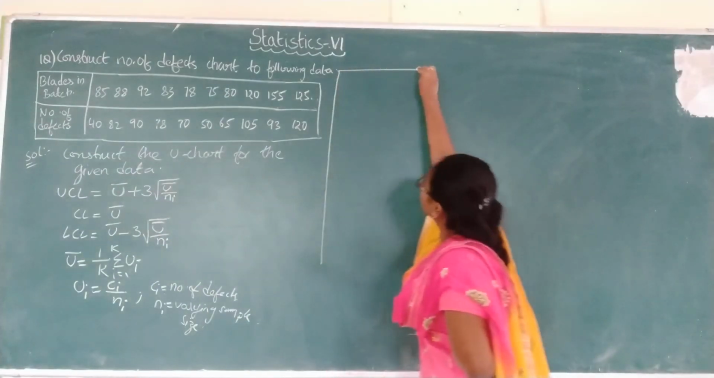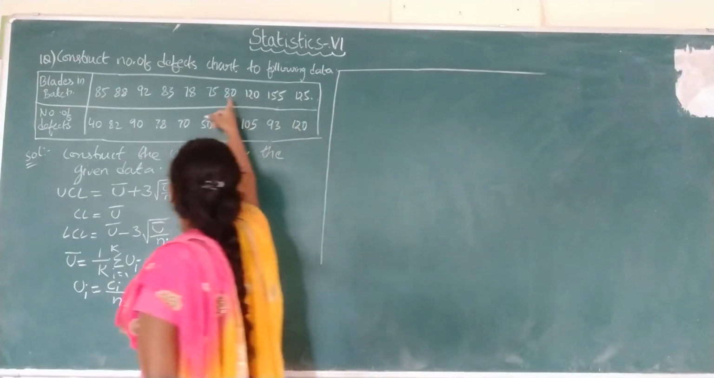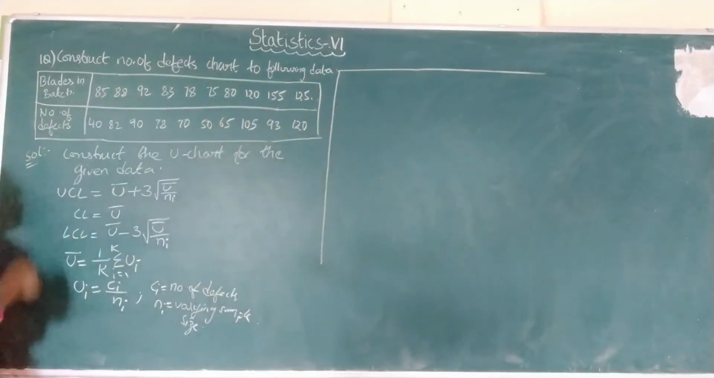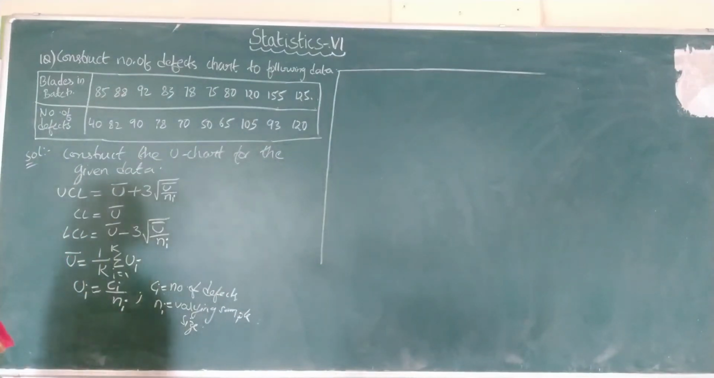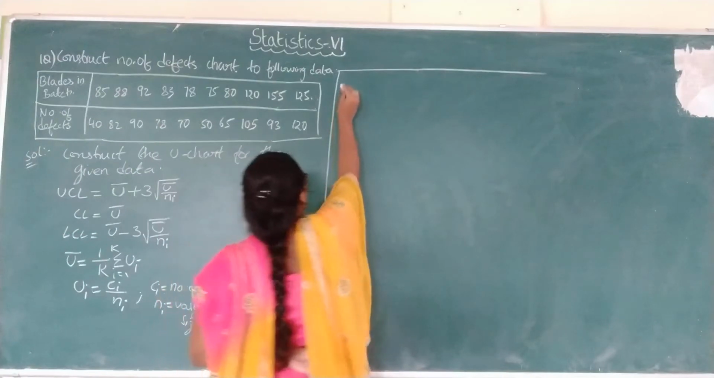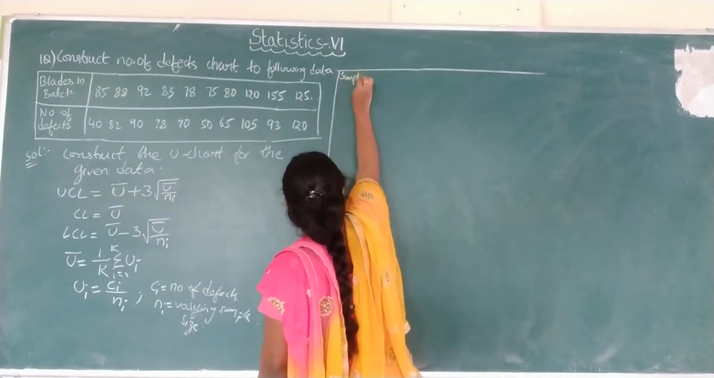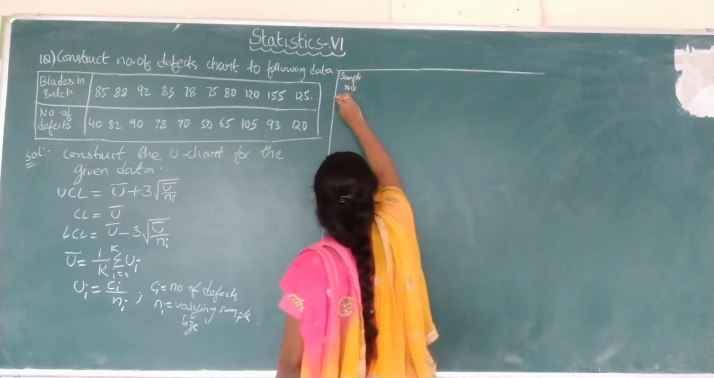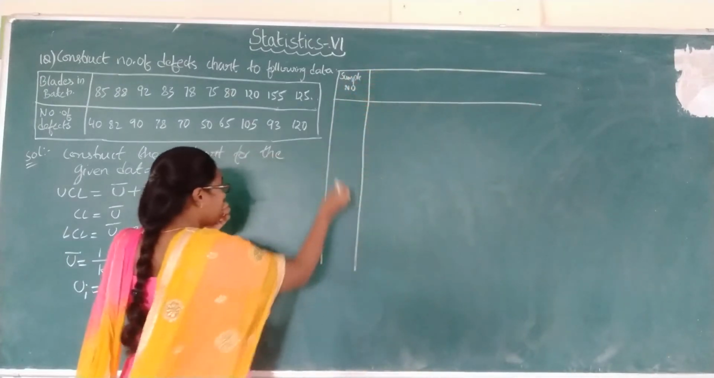Since we will be getting different UCLs, CLs and LCLs for each sample, how many values are given? 10. So total 10 values are given. For the required 10 values, create a column. First write the sample number, that is the total number of samples. How many samples do we have? 10 samples. Write down the 10 samples.